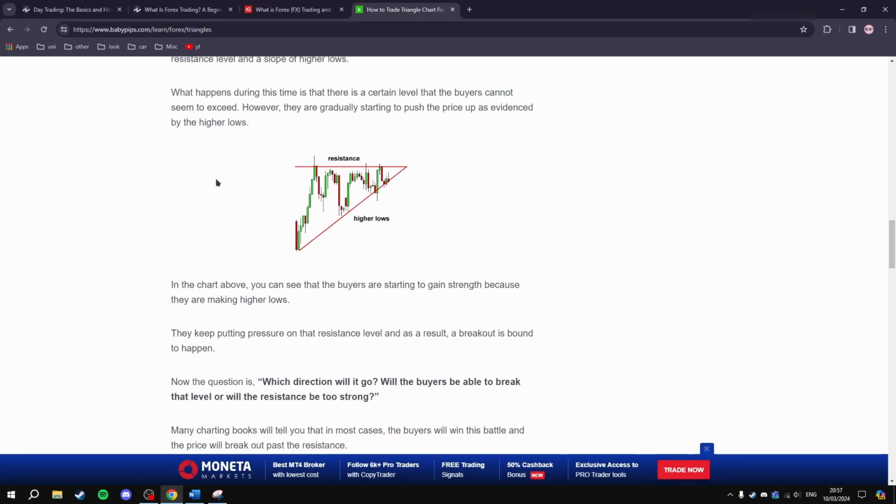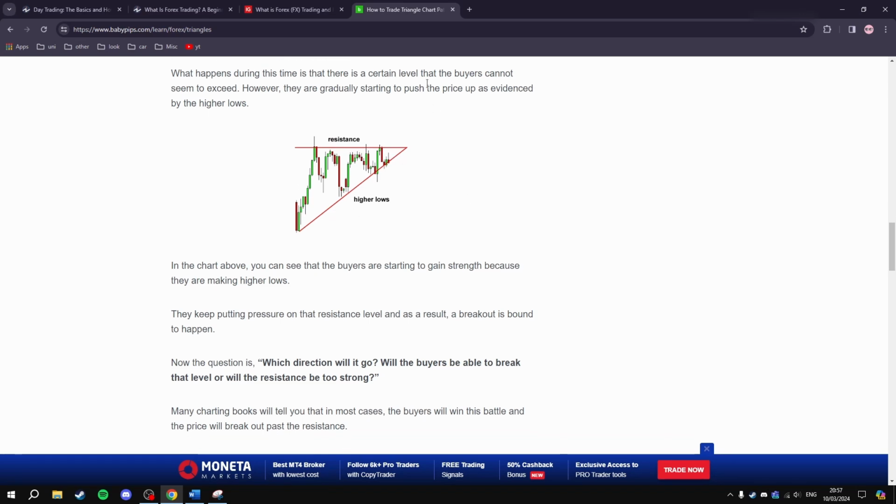What happens during this time is that there is a certain level that the buyers cannot seem to exceed, so that's a resistance level. However, they are gradually starting to push the price up as evidenced by the higher lows. So I'm assuming a breakout is going to make it shoot upwards, right?